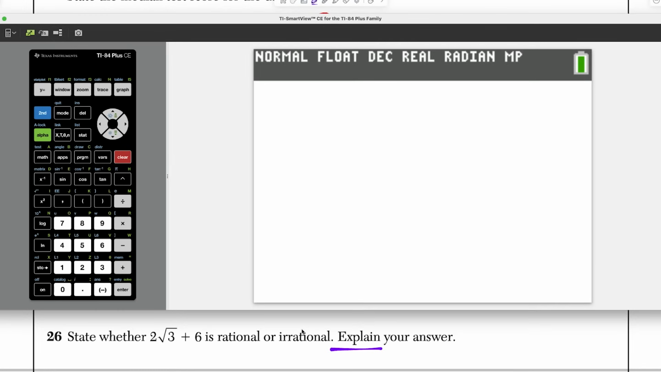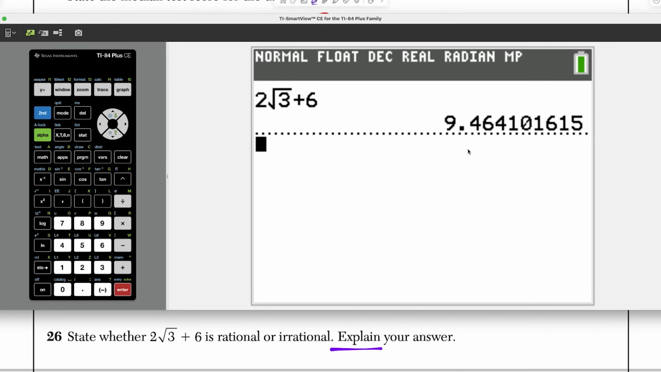Question 26, we want to state whether this sum is rational or irrational, and we have to explain our answer. Now, one thing we could do here is just type this in. We have 2 times the square root of 3. So we have 2, and we press second x squared to get our square root. And we have square root of 3, and then plus 6. And notice that we get this number here.